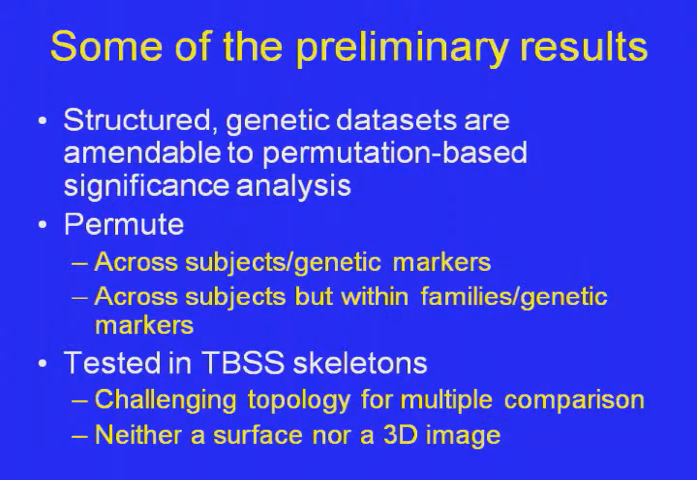What we have discovered so far is that structured genetic data sets are quite amenable to permutation-based significance analysis. So you can permute across subjects, across families, and across the genetic markers. And we tested this in TBSS skeletons because they're the most challenging topology for multiple comparisons, given that they're neither a surface nor a 3D image.